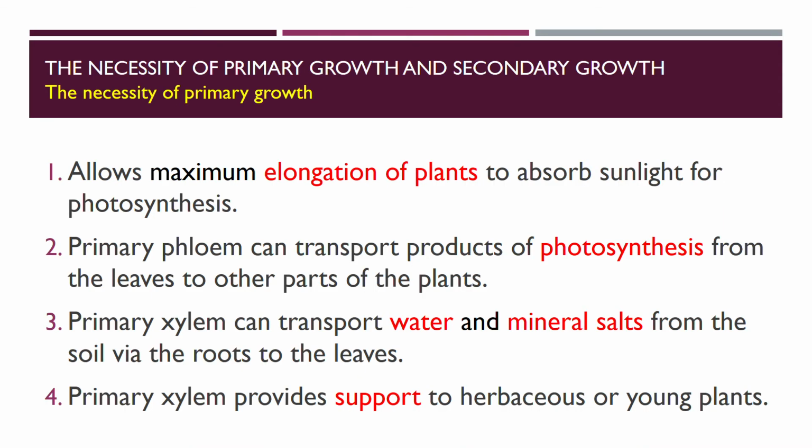Okay, now the necessity. Kenapa perlu? Okay, very simple sejak kamu ingat lah kalau primary growth itu maximum elongation of plants. Kenapa mau jadi lebih tinggi atau panjang? It's for sunlight absorption to maximize it because we know that they have to undergo photosynthesis. So primary phloem can transport products of photosynthesis.